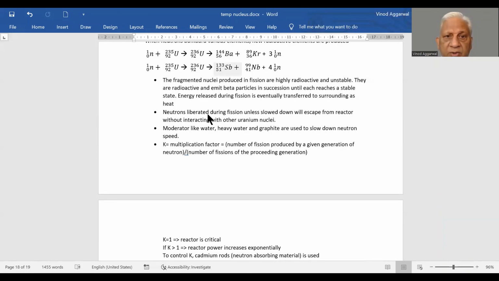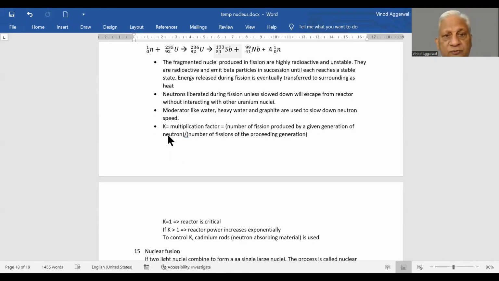Now, if the neutrons which are liberated, for example, 3 here and 4 here, are not slowed down, they will escape from the reactor without interacting with any other uranium nucleus. So in order to slow them down, what is done is we use a substance called a moderator, which is like water, heavy water, and graphite rods, which basically try to absorb neutrons.